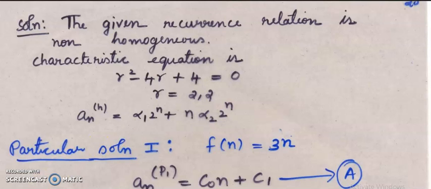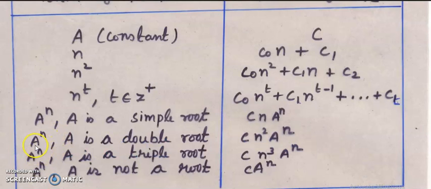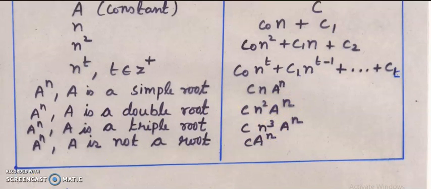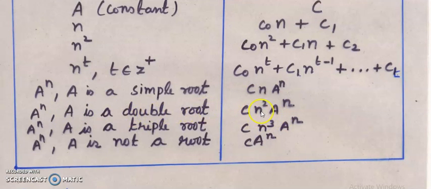So what is the general form here? Here we have a raised to n, and a is a double root. In our question a is 2. So 2 raised to n, 2 is a double root, means what about a_n? a_n should be of the form cn square a raised to n, since a is a double root. So now we assume like this. Since 2 is repeated twice, we call it a double root, okay? So also it is of the form 2 raised to n.